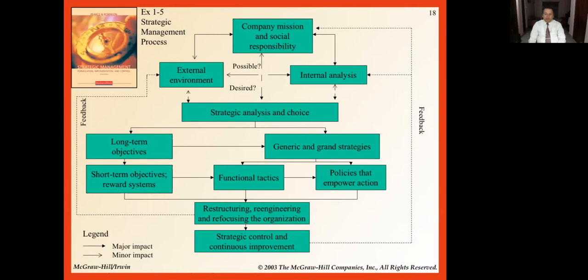Please remember, the feedback loop from here goes to the external environment. The feedback loop from here goes to the internal analysis. The same goes to vision. Predominantly, this book by Pearce and Robinson is also geared towards social responsibility, the stakeholders' value maximization concept. So predominantly we will be exploring all of these together with that.